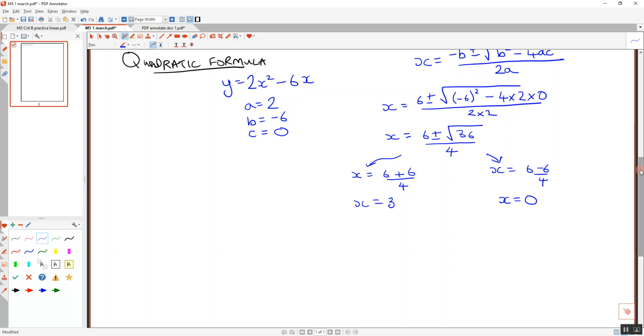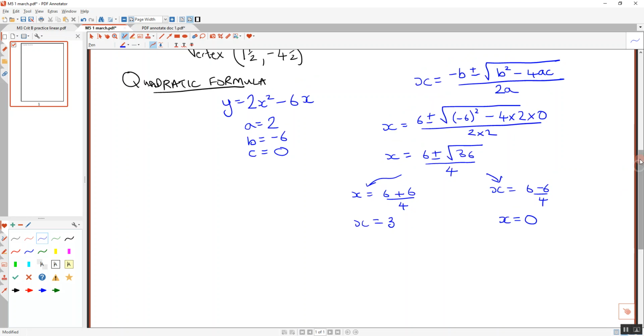Does anybody know what this thing underneath the square root sign is called? B squared minus 4ac. Our b squared minus 4ac is very important. It has a special name. What is the first letter? Its first letter is a D.